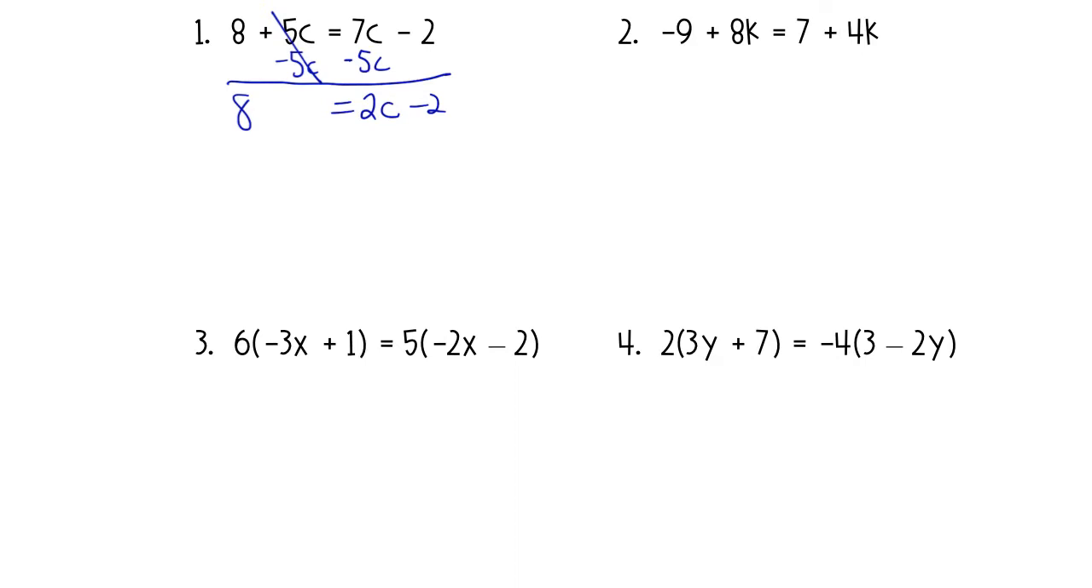Now, reevaluate. I've got one constant here and one constant here, so I need to get all my constants together. C is on the right. I want it to be alone, so I'm going to move all the constants to the left. So I can add 2 to each side.